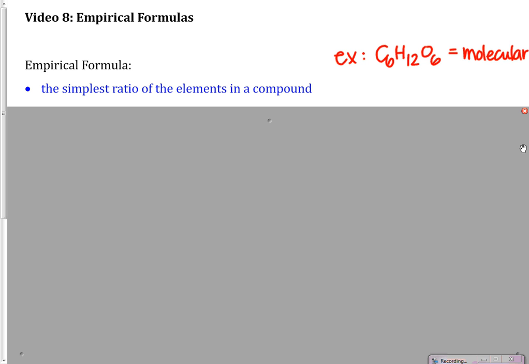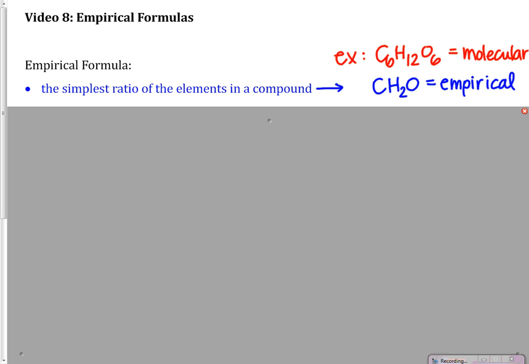But if we were going to reduce that to an empirical formula, or its simplest ratio, you'll notice that the subscripts 6, 12, and 6 are all divisible by 2. So we can reduce that. In fact, they're all divisible by 6 as well. So we can reduce this to CH2O. And so that is what we would call the empirical formula. That's its simplest ratio.